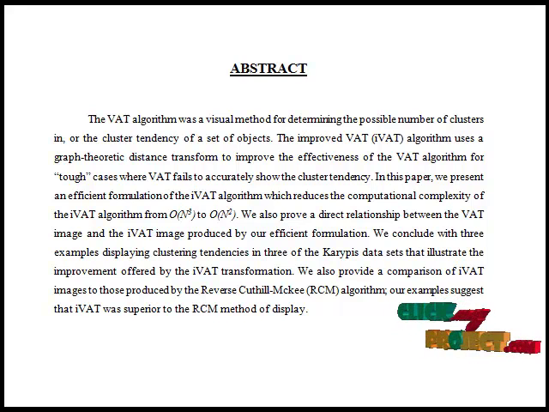The dark block along the diagonal is a submatrix of small dissimilarity values. Hence, the dark block represents a cluster of objects that are relatively similar to each other. Thus, cluster tendency is shown by the number of dark blocks along the diagonal of the VAT image.